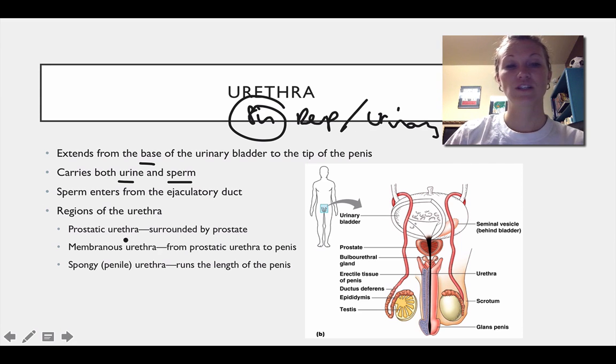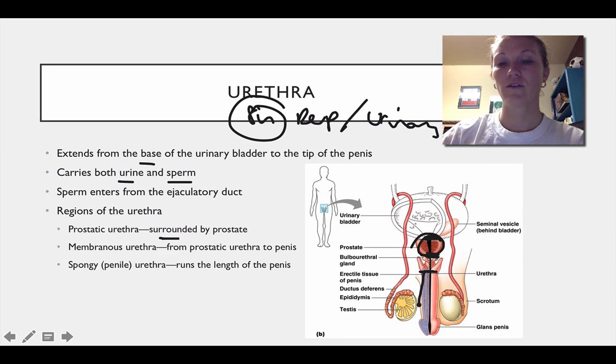The major regions are, first, the area of the urethra that's surrounded by the prostate, this section that I circled right there. Then you have the membranous urethra, which goes from here to here. And then you have the spongy urethra, or the penile urethra, which is this purplish color right there, and it runs the length of the penis.